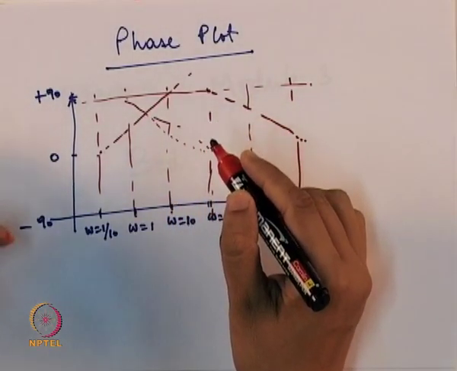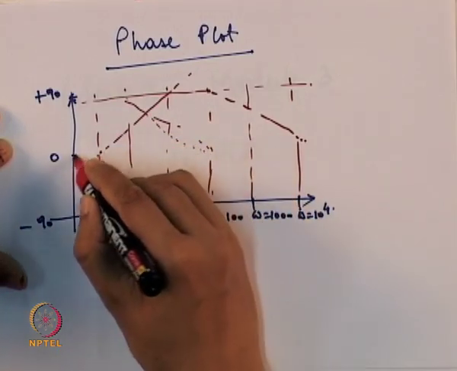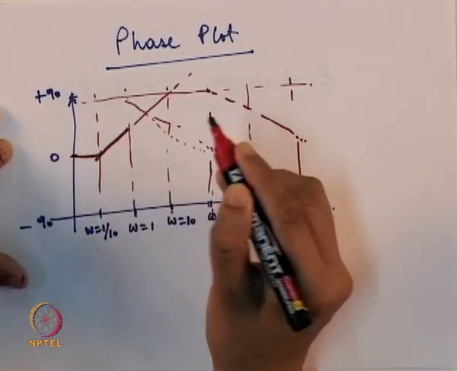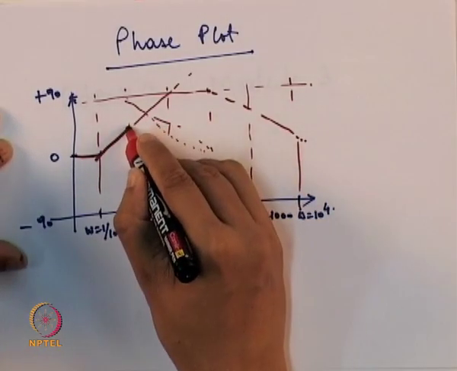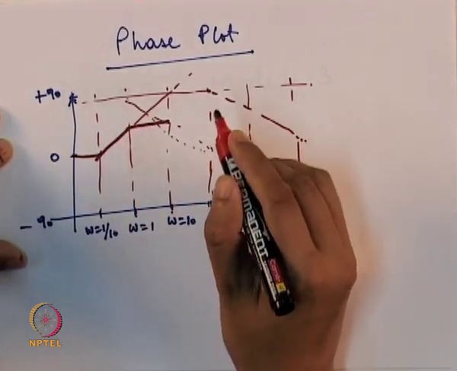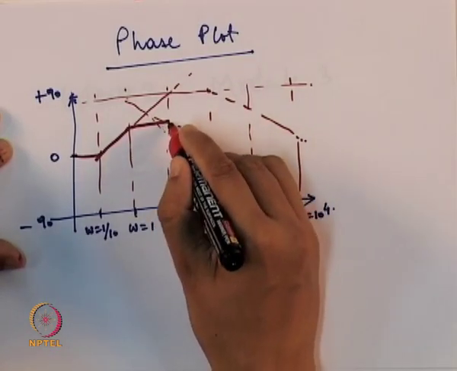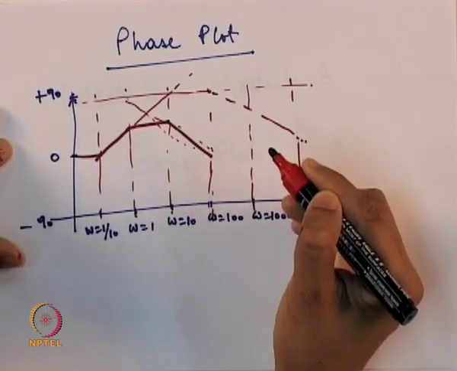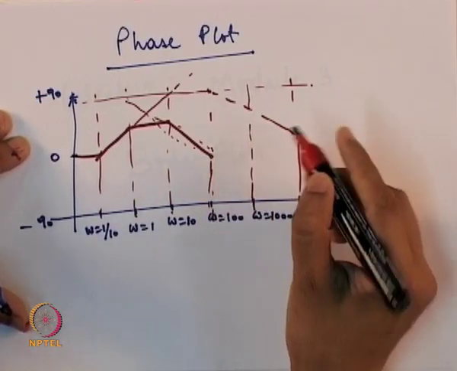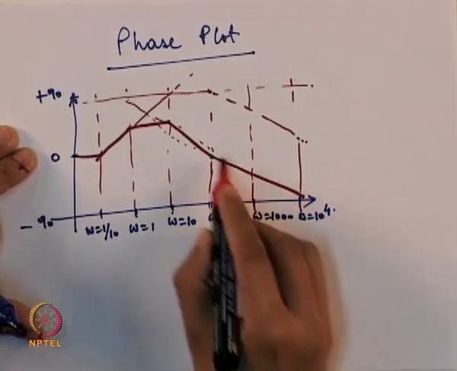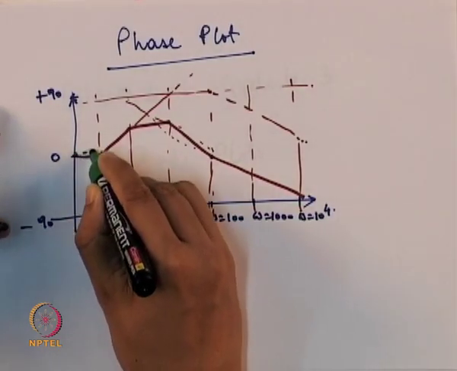So, if we start plotting this whole thing, how will it look like? It will look something like this. Like this, it goes till omega equal to 1, okay. Now, at omega equal to 1, because of the other pole present here, it becomes flattened. It goes all the way till omega equal to 10. From omega equal to 10, there is a fall, because of this pole, and then again it continues all the way till omega equal to 10 raised to power 4. So, overall the total phase plot will be something like this.